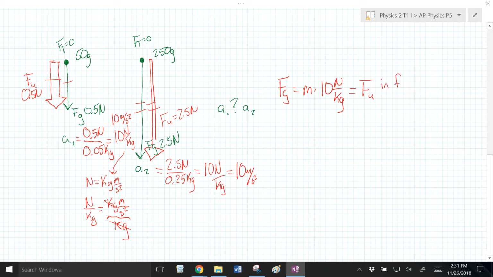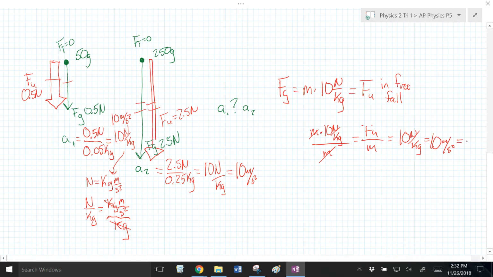So the Fu in what is called free fall. Free fall is just a fancy way of saying there's no other forces acting on it besides gravity. So I've got M times 10 newtons per kilogram. And if you look at this, I'm taking the unbalanced force and dividing it by the mass. Mass cancels out, and I get 10 newtons per kilogram, aka 10 meters per second squared in free fall. So there's a special letter assigned to this thing.